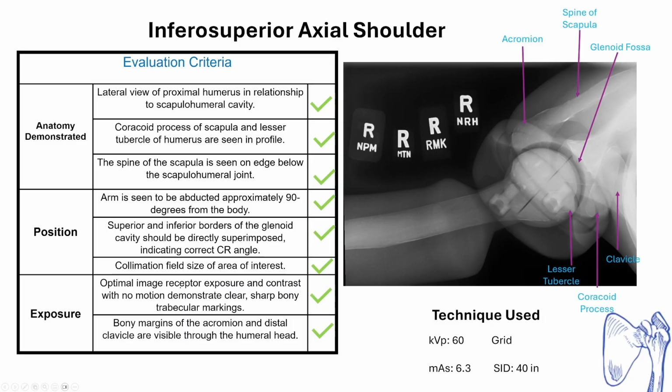Lastly, we're going to go over exposure criteria for this image. We do need to have optimal image receptor exposure and contrast with no motion, demonstrating clear, sharp, bony trabecular markings. This is also met on our image. And we also need to have bony margins of the acromion and distal clavicle visible through the humeral head, which is also demonstrated.